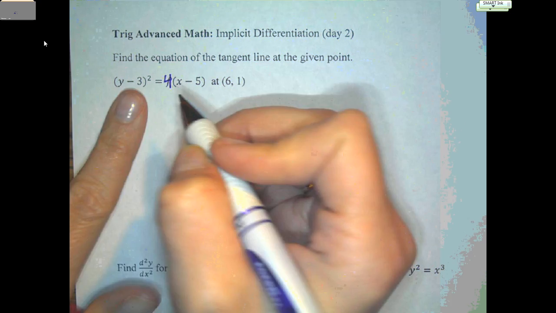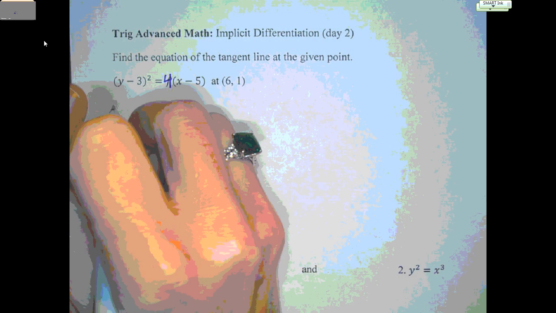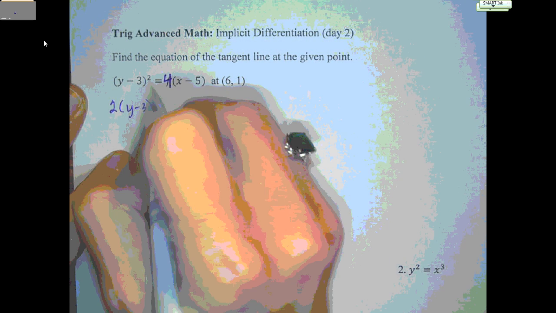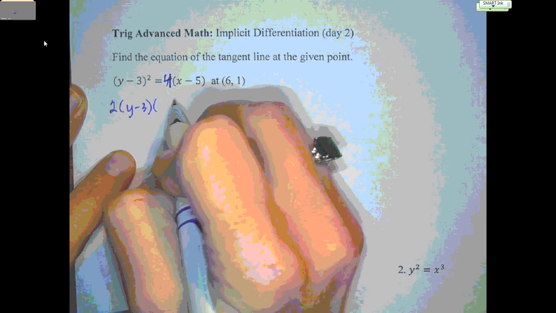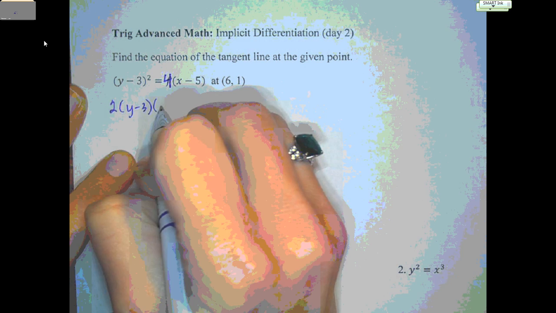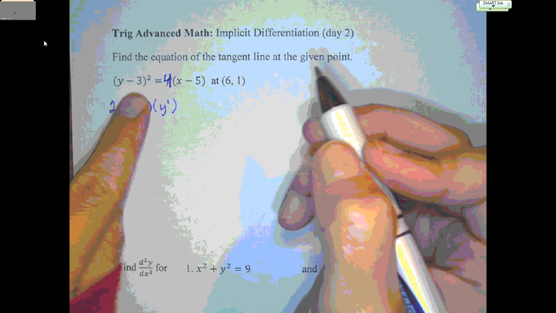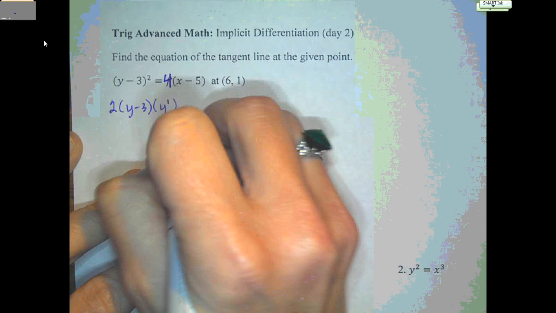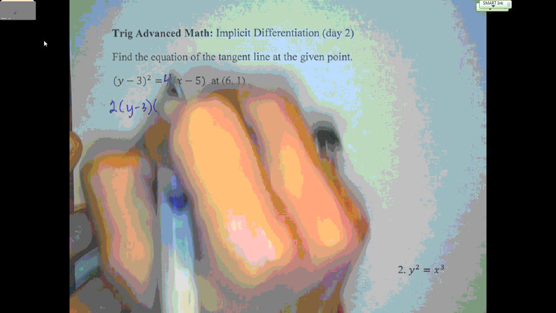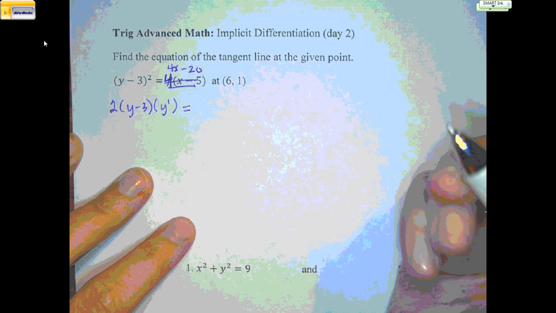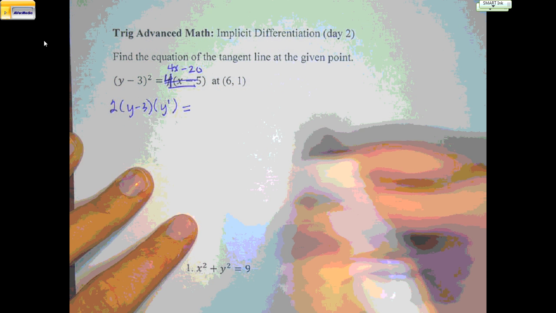So on the left, we're going to bring our 2 to the front, times the inside, which is now to the first power, times the derivative of the inner part. What is the derivative of the inside? Just y prime. Derivative of -3 is 0. On the right-hand side, to make this less confusing, I'm going to call that 4x minus 20. What's the derivative of that? Isn't it just 4?